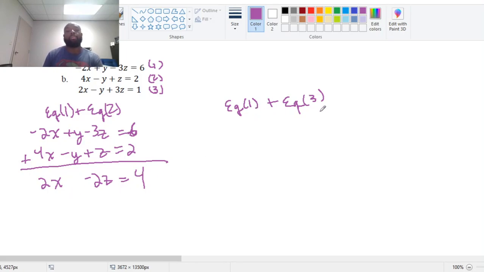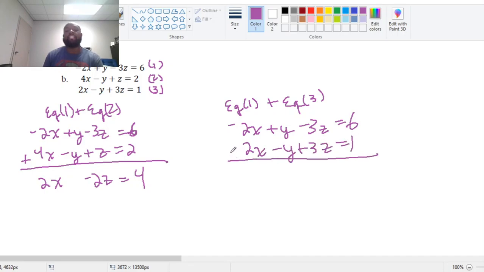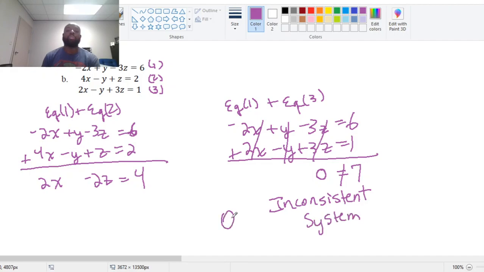Now I'm going to do equation 1 plus equation 3, so I'm just going to copy those down. I don't have to multiply them by anything because I already have my opposite coefficients in front of the y. And so when I add these together, that cancels, that cancels, that cancels too. And when I add things together and everything cancels, I get a 0. And here, 6 plus 1 is 7. Well, we know good and well that 0 does not equal 7. That's a contradiction. This is an inconsistent system. There is no solution.